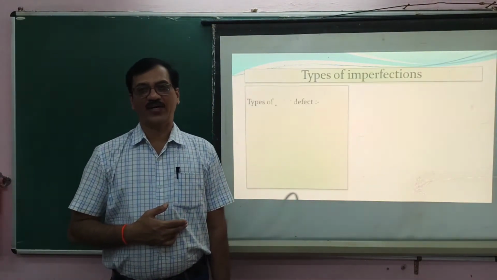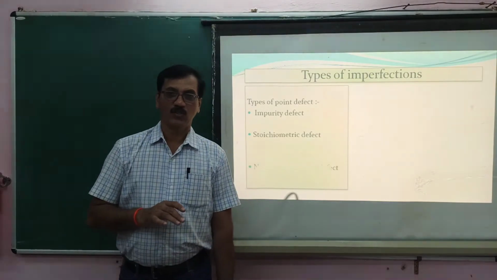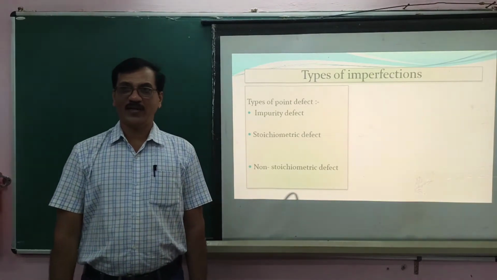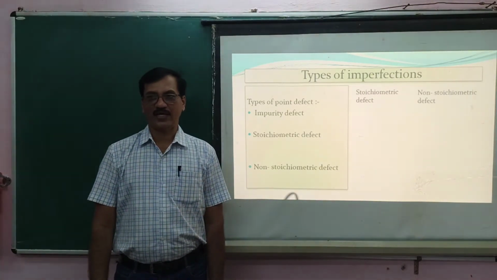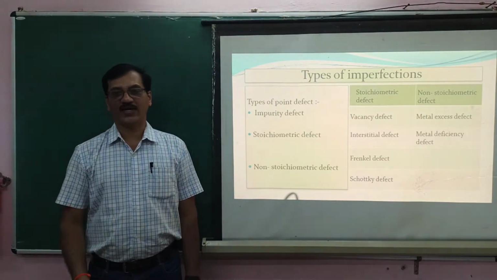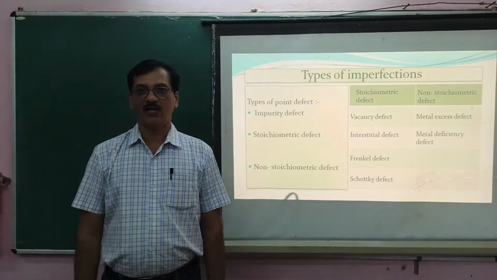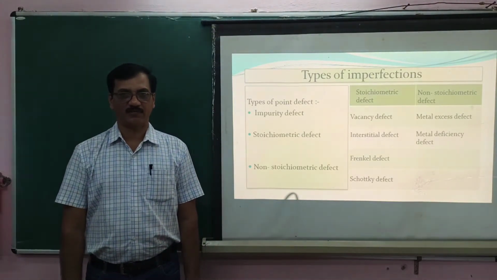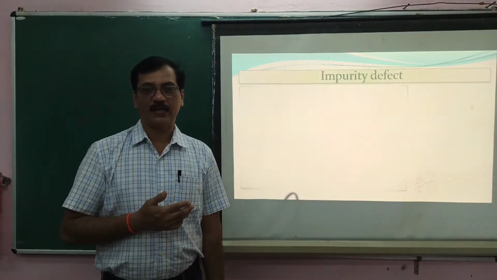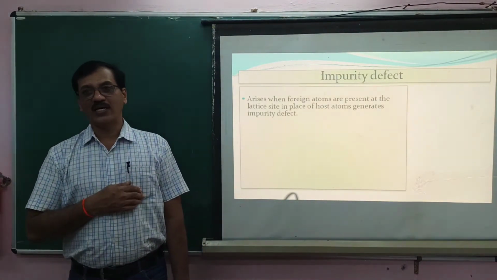What are the types of point defects? Point defects are majorly three types: impurity defect, stoichiometric defect, and non-stoichiometric defect. Stoichiometric defects can be further classified into vacancy defect, interstitial defect, Frenkel defect, and Schottky defect. And non-stoichiometric defects are metal excess defects and metal deficiency defects. So let us look into all these types of point defects that are possible in the solid structure. What is an impurity defect?